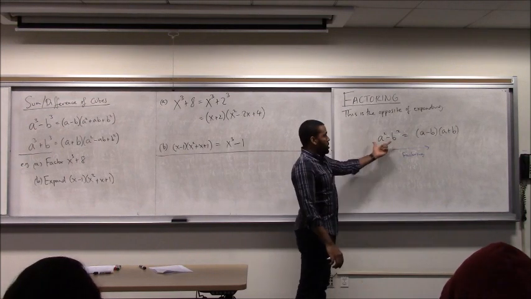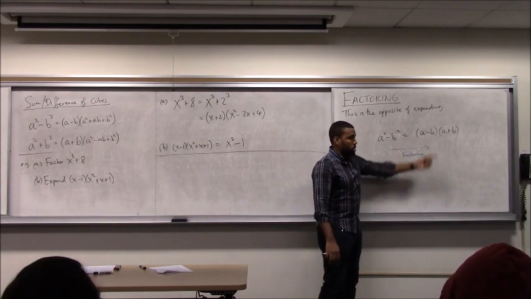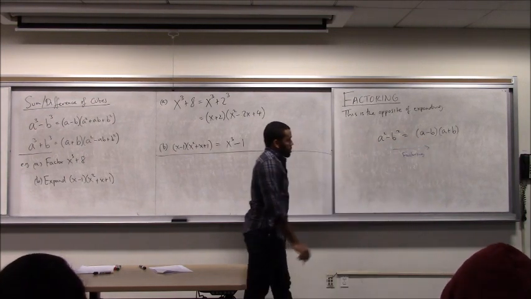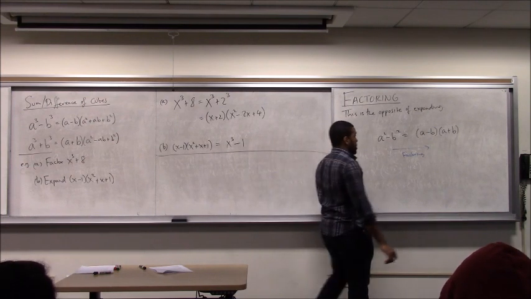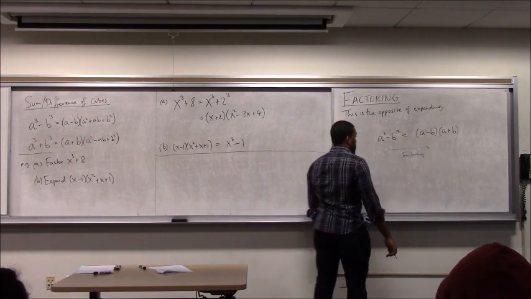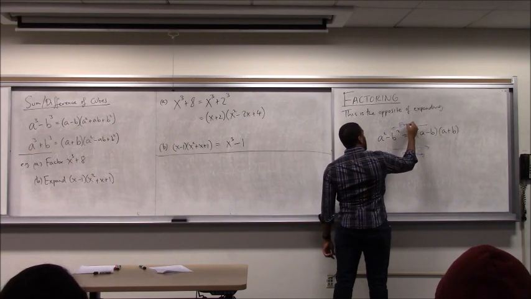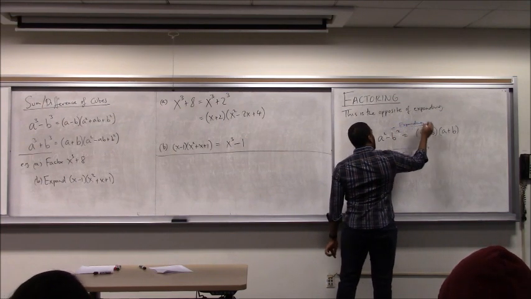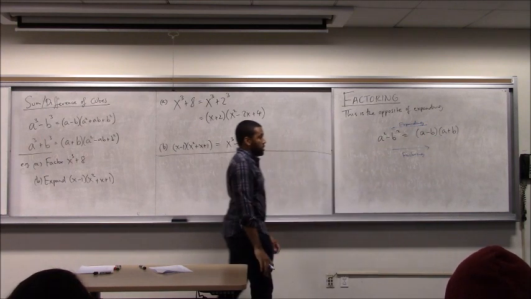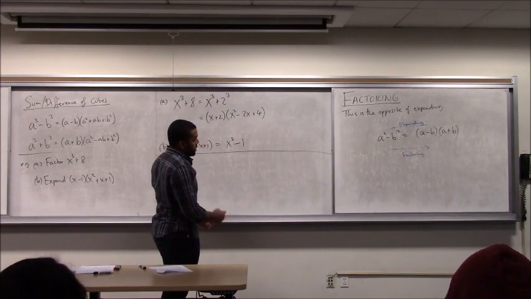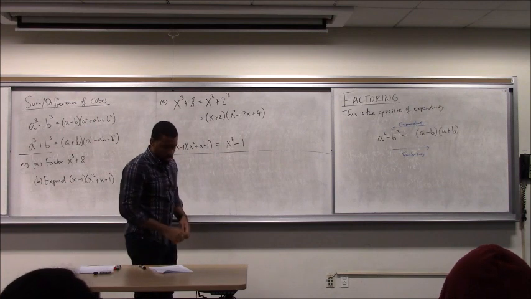Basically, you're moving from a sum of terms to a product of terms, or a product of expressions, right? Ever so often, it'll be necessary for us to do that to simplify certain things. Going the other way is called expanding. So if you go from a multiplication of expressions to just a sum of terms, that's called expanding. If you go the other way, it's called factoring.